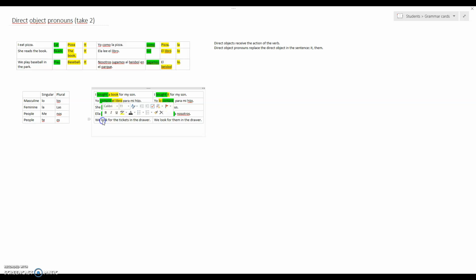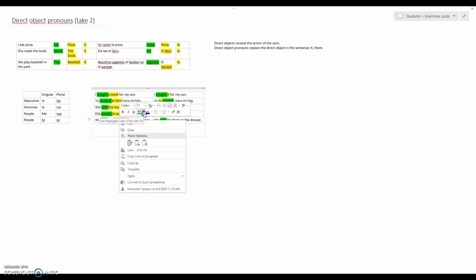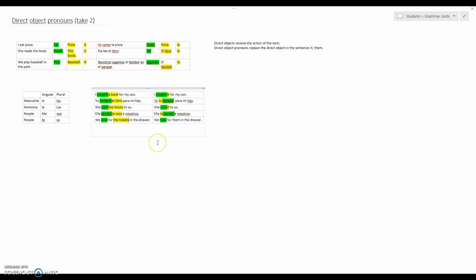Okay, so let's first find the verbs. The verb is look, the action, look. What is the direct object in the sentence in English? What are you looking for? What's receiving the action? Okay, you should be able to tell me the tickets. That's what you look for. So we're going to highlight those in yellow because those are our direct objects. What is the direct object pronoun that replaces the tickets in this sentence? Okay, it's them, so we're going to highlight that again in yellow.